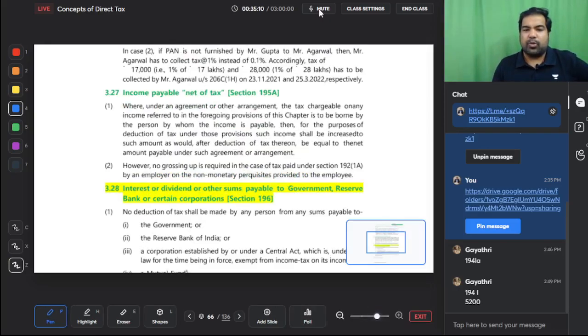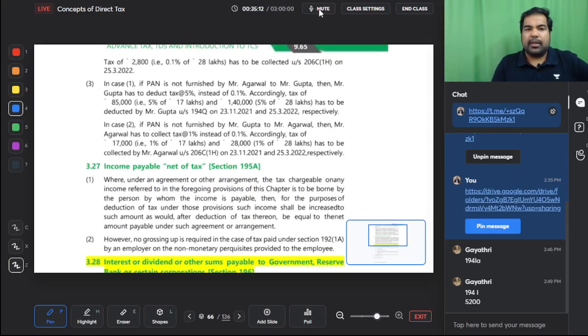And last, guys, if PAN is not furnished by Mr. Agarwal to Mr. Gupta, because it's only 0.1%, then you have to double it up or 5%, whichever is more. That is under 194Q. And in case of TCS, it is double it up or 1%, whichever is higher. So in TDS it's 5% and in TCS it is 1%.